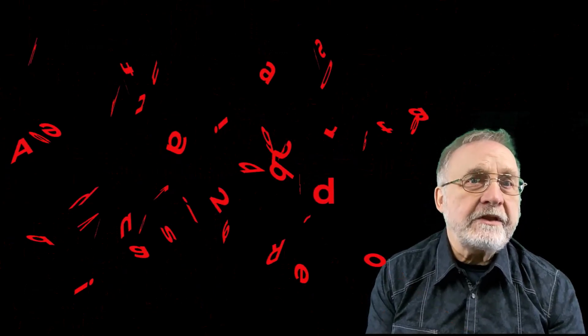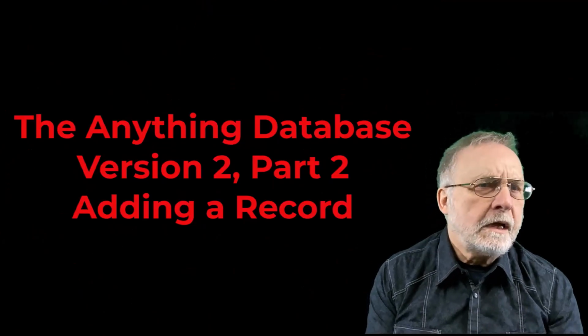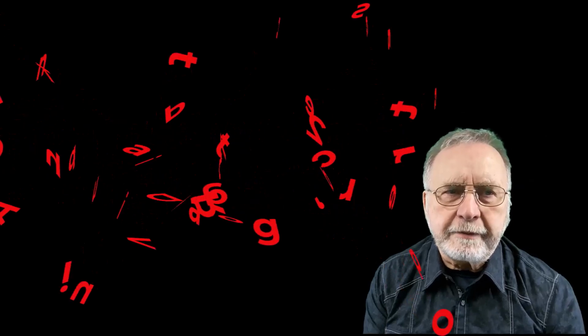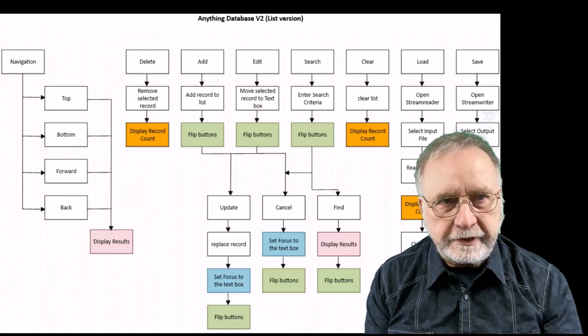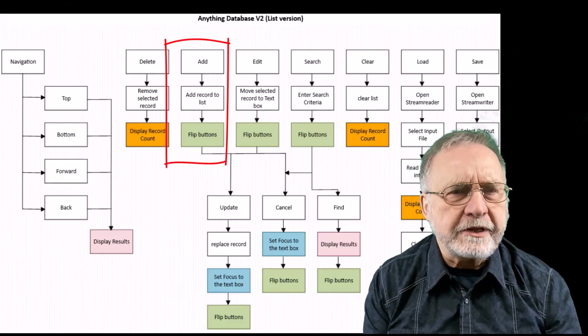The video is the Anything Database version 2, part 2, adding a record. Part 2 is all about adding records to the database. That sounds simple enough. Enter data, save data. But we need to separate some functionality.